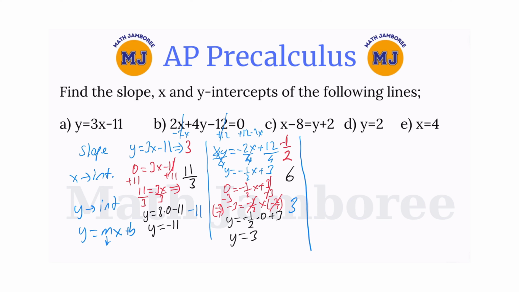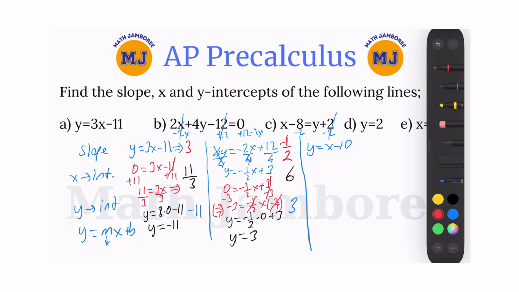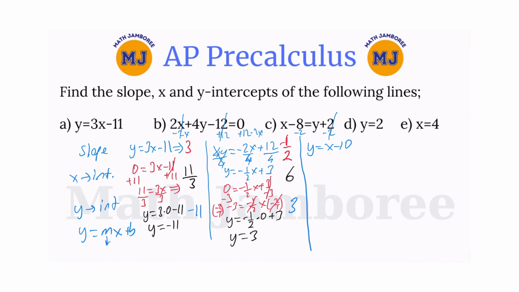So let's solve C now. We will need to find the slope. To do that, we'll just isolate the y. If you take away 2 from both sides, y becomes x minus 10. Is the y by itself? Yes, it is. And the number in front of the x is our slope, which is positive 1.